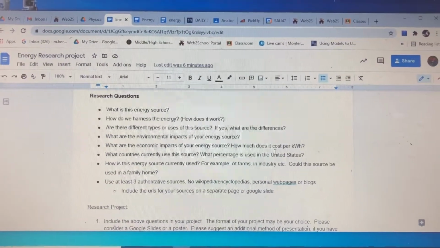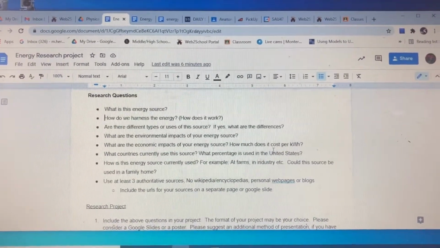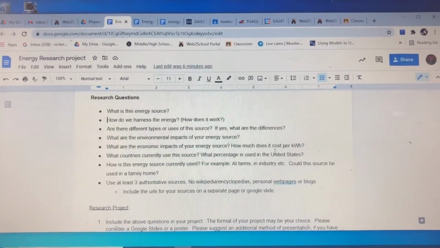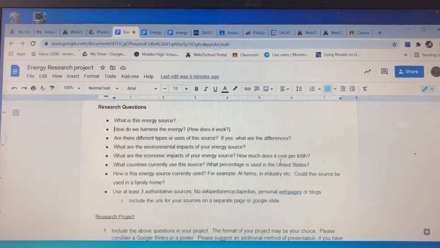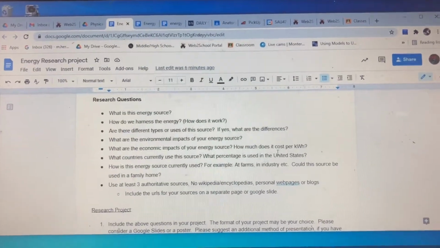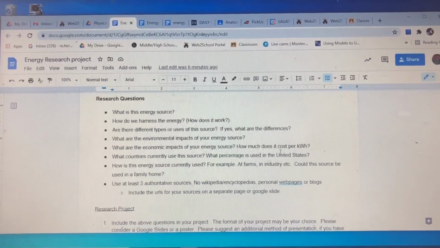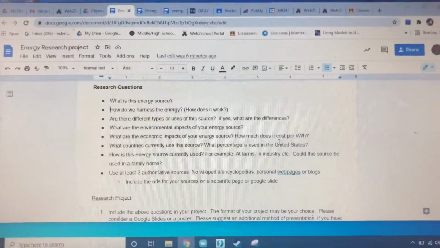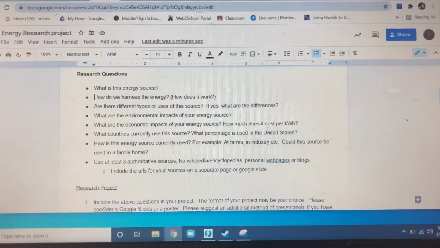Wikipedia is a great place to start when you're looking for vocabulary words or a jumping off point, but I want you to have 3 other sources besides that. And I want you to hold on to those sources because that needs to be included in your project.